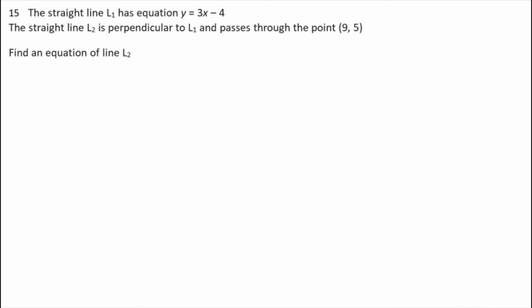The straight line L1 has equation y equals 3x minus 4. The straight line L2 is perpendicular to L1 and passes through the point (9, 5). Find the equation of the line L2.